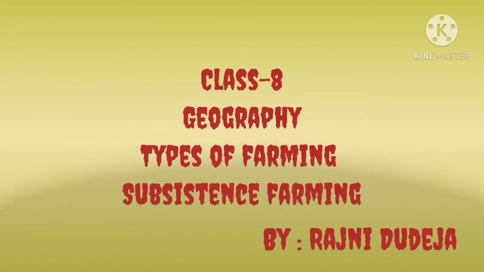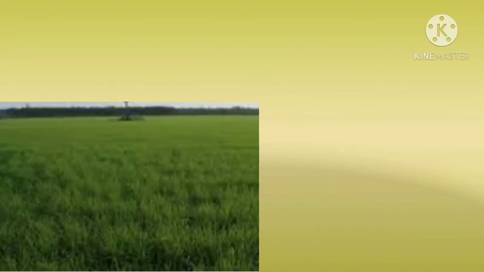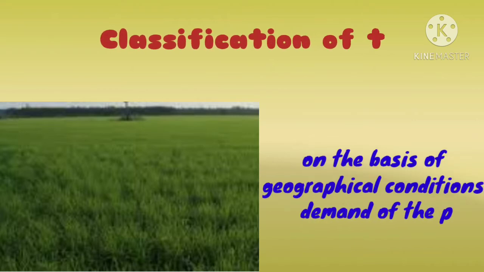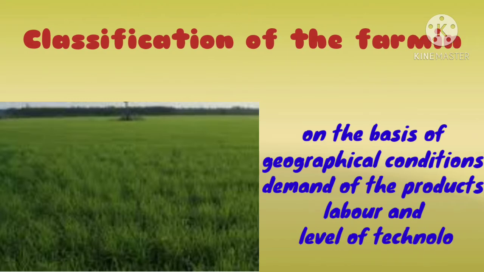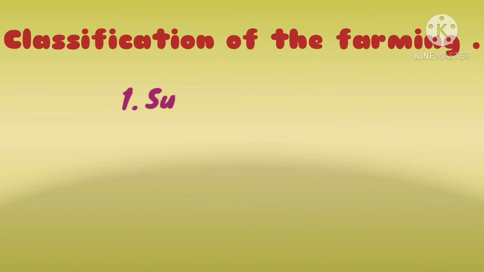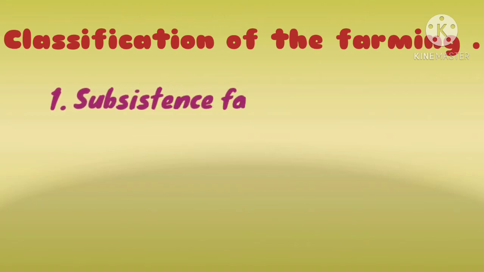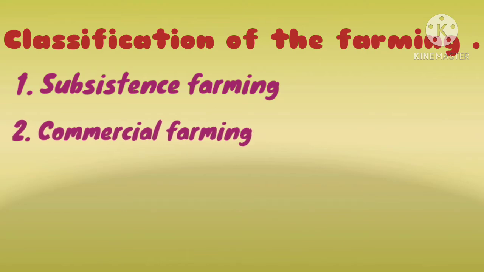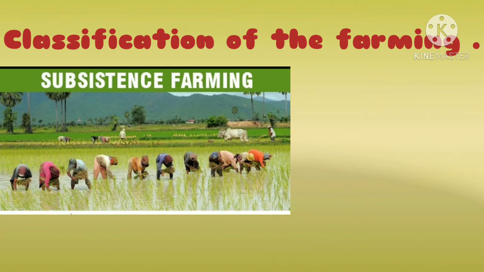Types of farming. On the basis of geographical conditions, demand of the products, labor, and level of technology, farming can be classified into the following main types. Number 1, subsistence farming. Number 2, commercial farming. Let us understand subsistence farming.